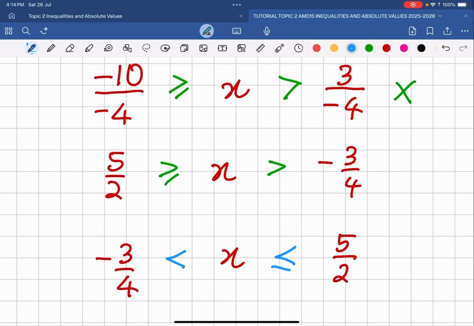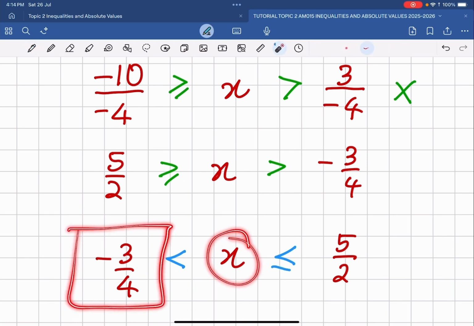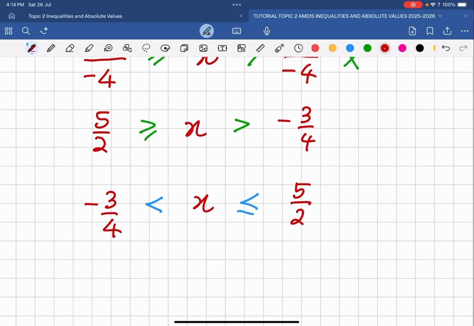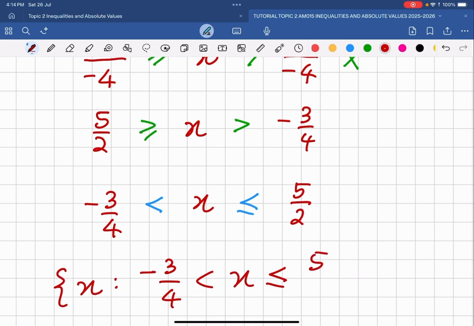So x is such that x is greater than negative 3 over 4 and x is less than or equal to 5 over 2. Write down the solution set. So x is such that, just copy down negative 3 over 4 here, x is greater than negative 3 over 4, and x is less than or equal to 5 over 2. So this is the final answer.